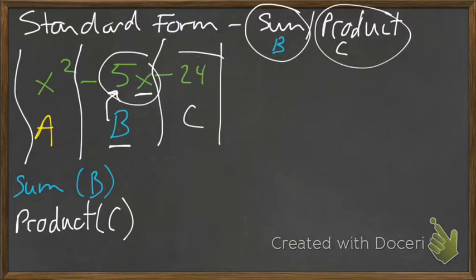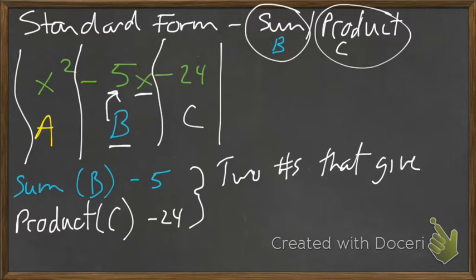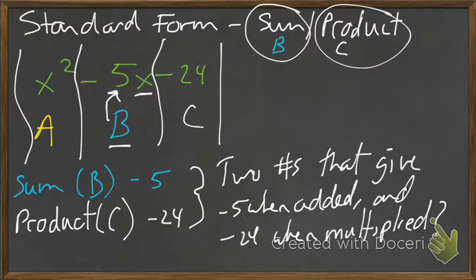So, if we have negative 5 and negative 24, we have to find out what two numbers give us negative 5 when we add them together, and negative 24 when we multiply them. So, two numbers that give negative 5 when added, and negative 24 when multiplied. Is that right? I think it's right.